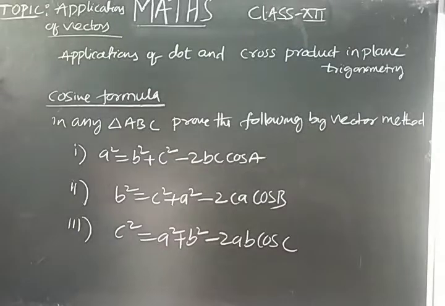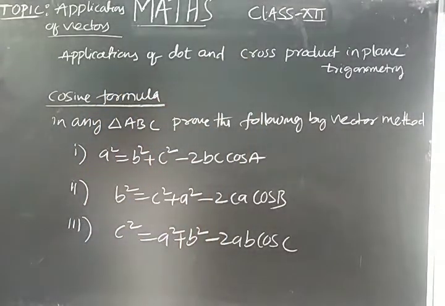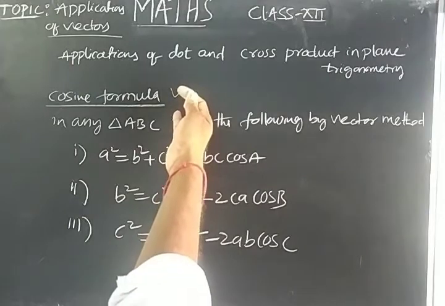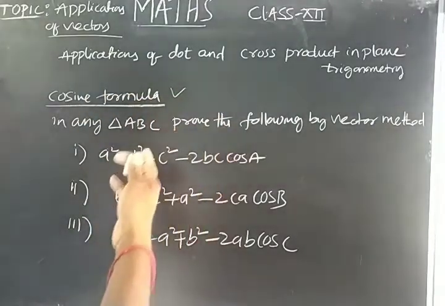Good afternoon, students. Today we are going to prove some formulas by using the cross product and dot product of vectors. Cosine formula. We know the cosine formula. We already studied it in properties of triangles. In properties of triangles, we studied cosine formulas. What are the cosine formulas?